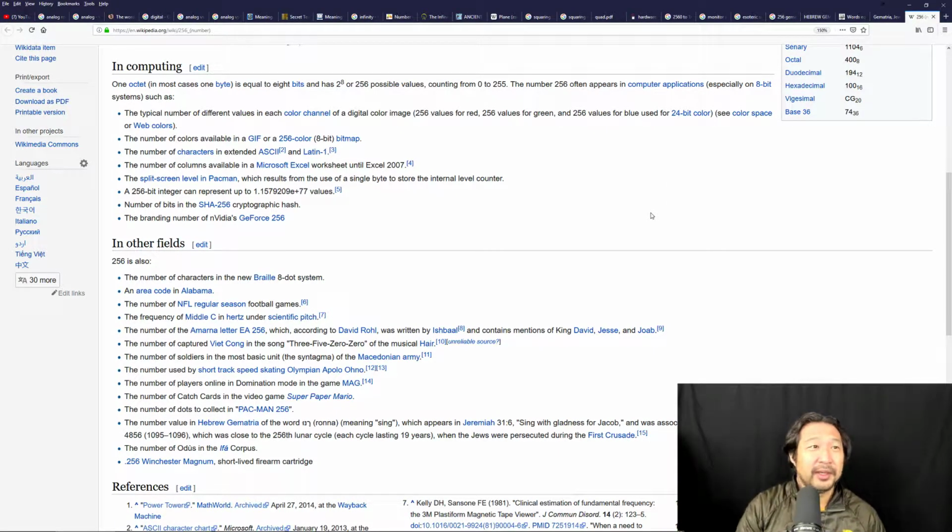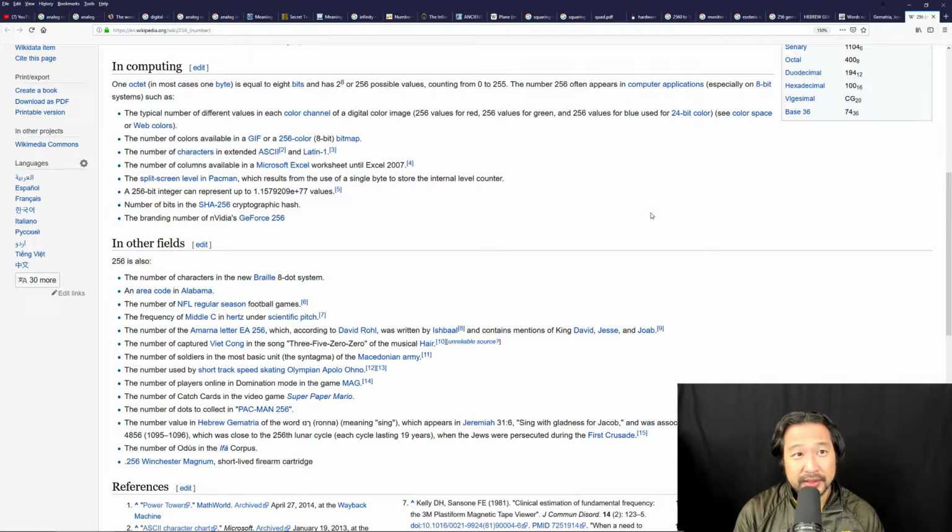Okay, so if we go to Wiki, 256, number and computing: 1 octet, in most cases 1 byte is equal to 8 bits and has 2 to the 8th, or 256, possible values, counting from 0 to 255. The number 256 often appears in computer applications, especially on 8-bit systems, such as the typical number of different values in each color channel of a digital color image: 256 values for red, 256 for green, 256 for blue, used in 24-bit color. Yeah, I knew that. The number of colors available in a GIF, or 256 color.